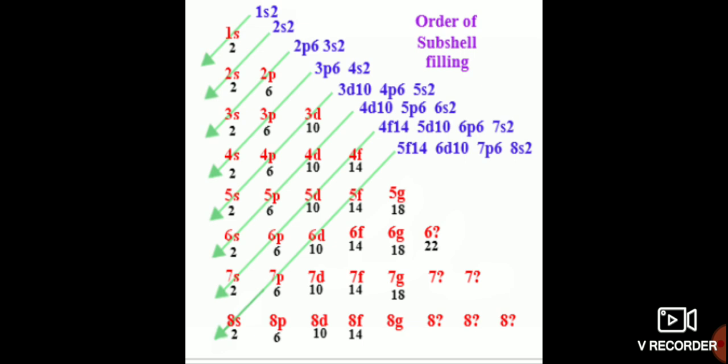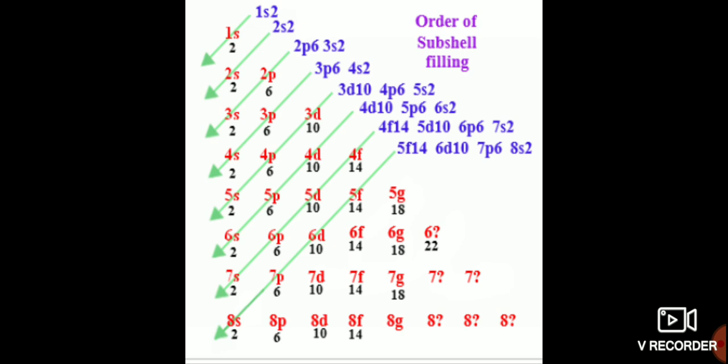Beryllium electronic configuration is 1s2 and 2s2. Then boron electronic configuration is 1s2, 2s2 and 2p1. Boron is a p block element, so the last electron enters the p orbital. Everyone write boron's electronic configuration as 1s2, 2s2 and 2p1.